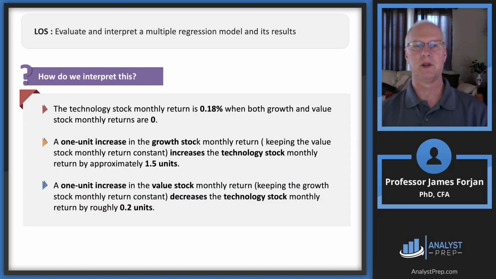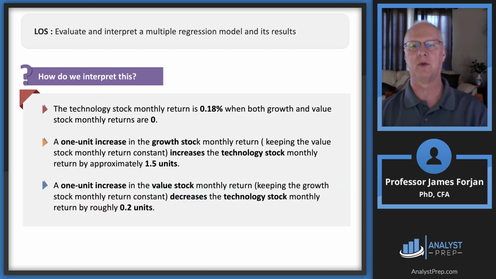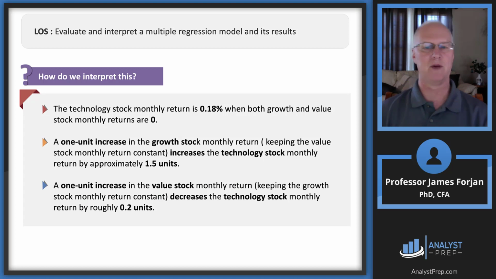All right, so how do we interpret this? The technology stock monthly return is 0.18. Here, let me go back here really quick. So if in fact growth stocks and value stocks have 0 returns, then the technology stocks will still have a positive return. So there's the 0.18%. All right, so a 1 unit increase in the growth stock increases the technology stock by approximately 1.5. So let's go back here. So there's the 1.46. So we make the 1.45, kind of rounding there.